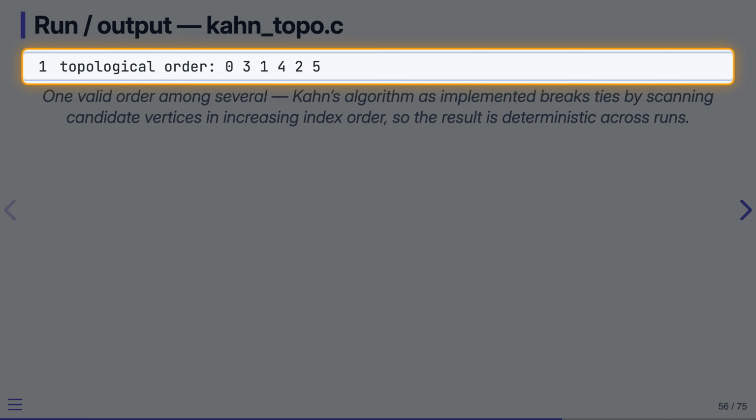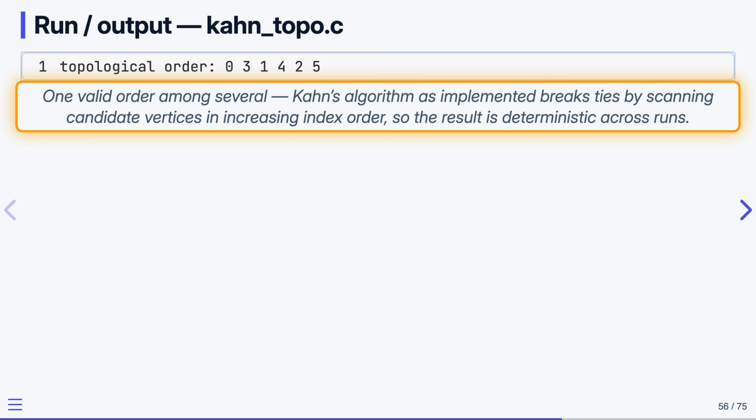Let's run CahnTopo.c. It prints the topological order 0, 3, 1, 4, 2, 5. This is one valid order among several. The algorithm breaks ties by scanning candidate vertices in increasing index order, so the result is the same on every run.